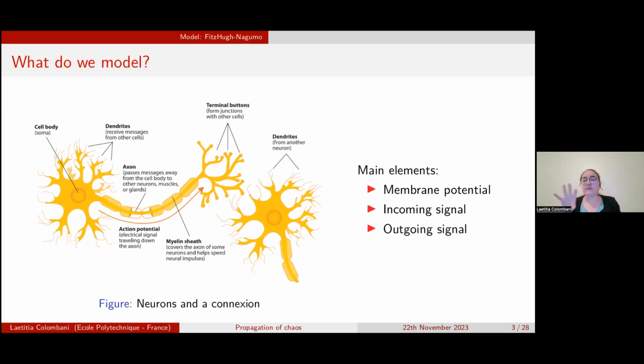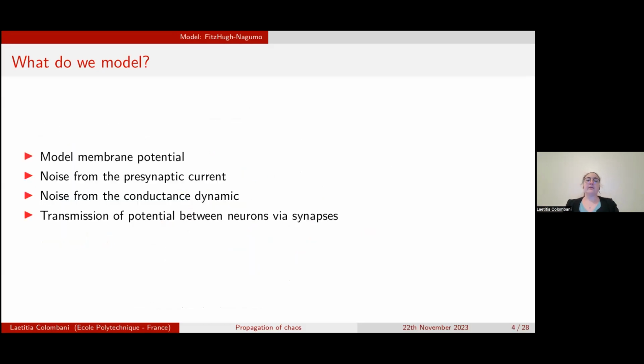So what is really important is the membrane potential, or the electrical potential, for each of these neurons, the incoming signal for the neuron, and the outgoing signal. So we want to model the membrane potential, and since I'm a probabilist, I add some noise from the presynaptic current. So it's the noise coming from the outside of the neuron. We also add a noise from the conductance dynamic. So it's a noise inside the dynamic. We can think of it as a chemical noise of the system, from the chemical reactions in the cell, or a noise coming from the model because the model isn't exact. And we want to add some transmission of potential between neurons via synapses.